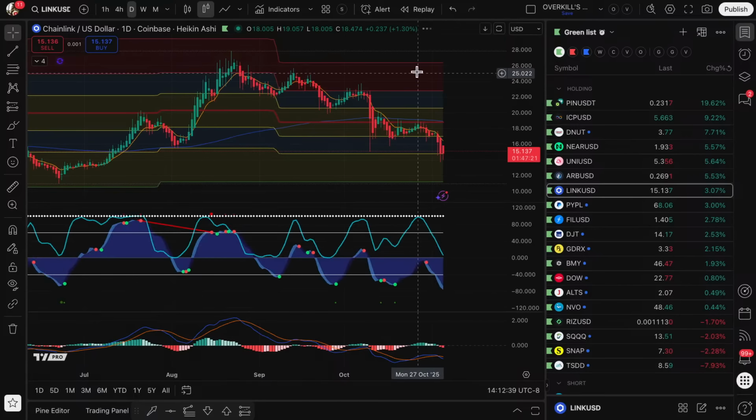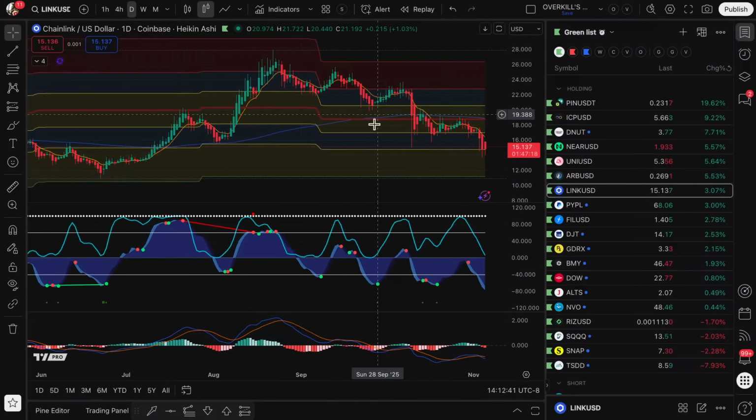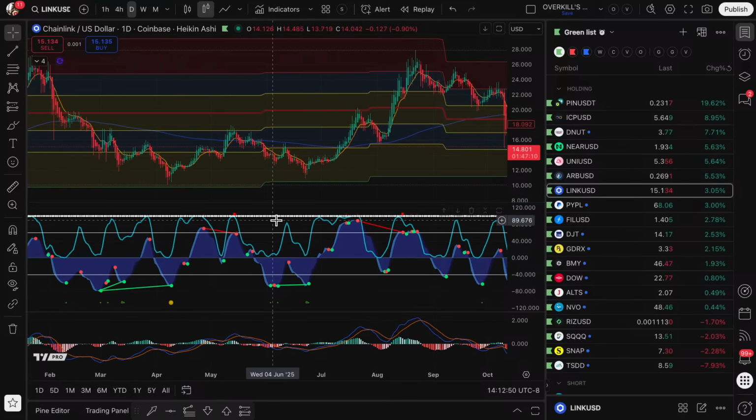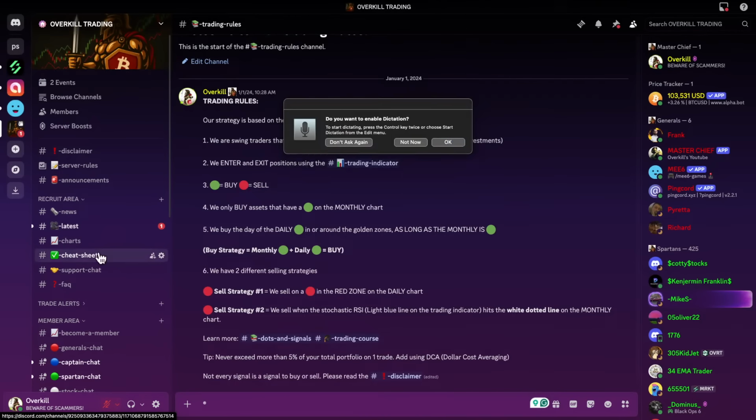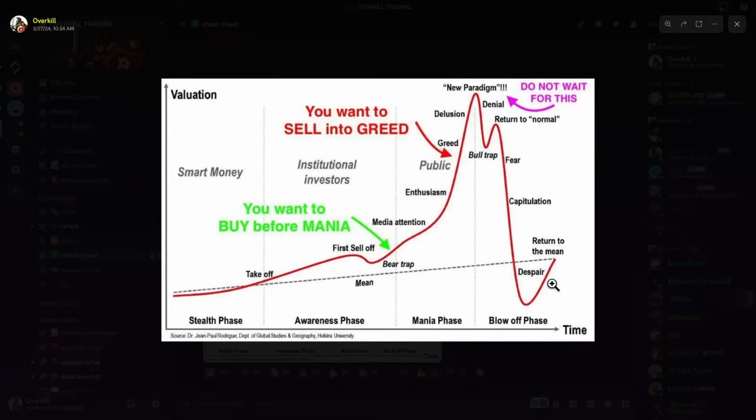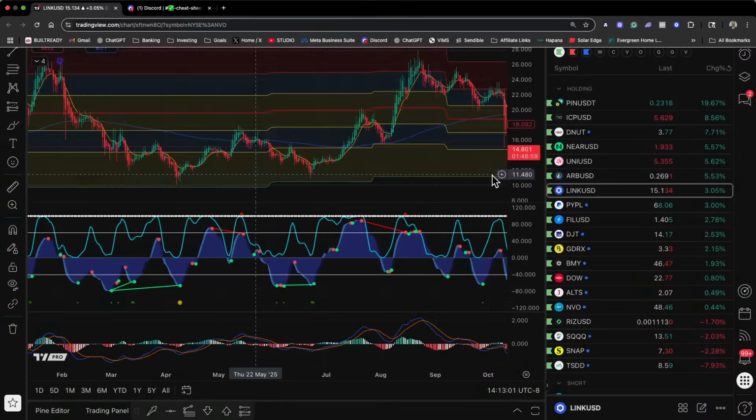And again, a lot of these altcoins, look at Chainlink. Chainlink gave the red dot back here in September at around 25. It also gave some right here at around 27. So typically, ideally you want to buy down in this bottom golden zone. When you're in the bottom golden zone on that chart I showed you over here, the cheat sheet, this is typically despair. We've had a big long pullback.